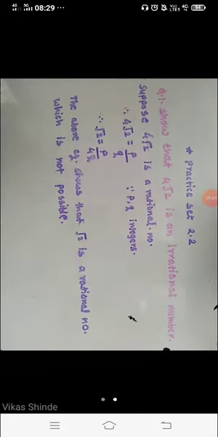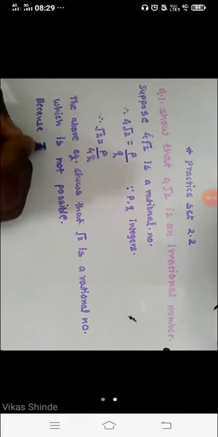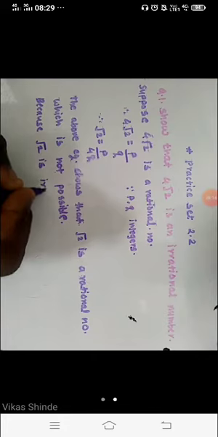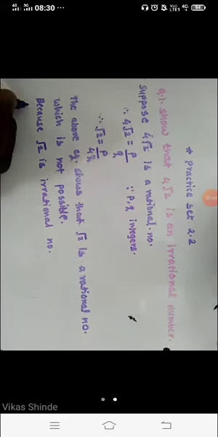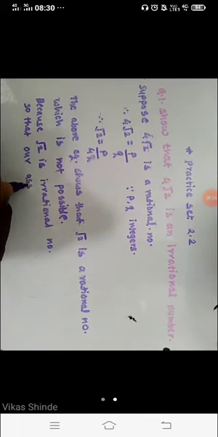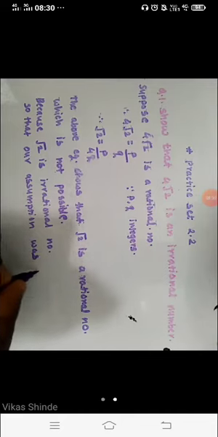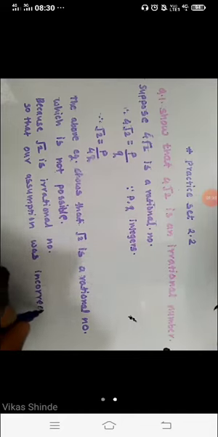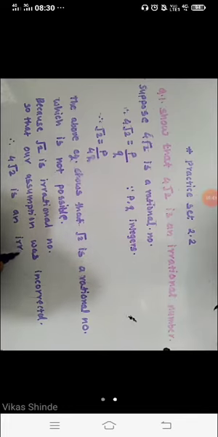Which is not possible because root 2 is an irrational number. So our assumption was incorrect. Therefore, 4 under root of 2 is an irrational number.